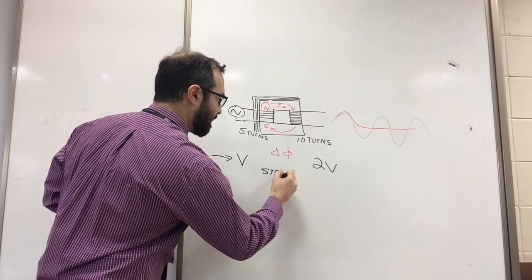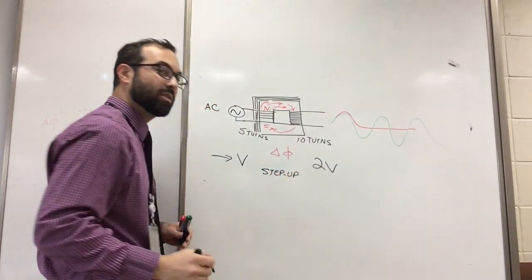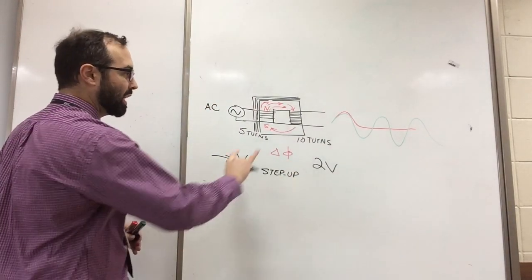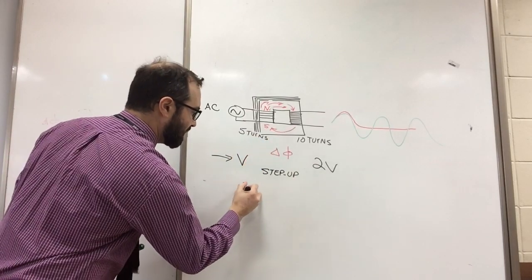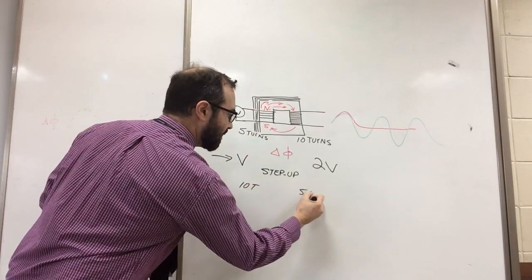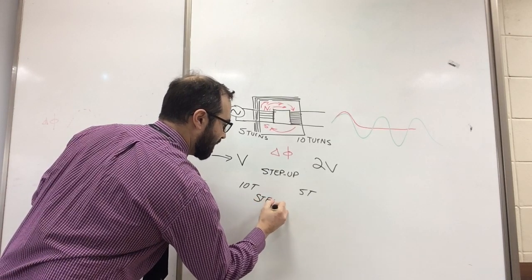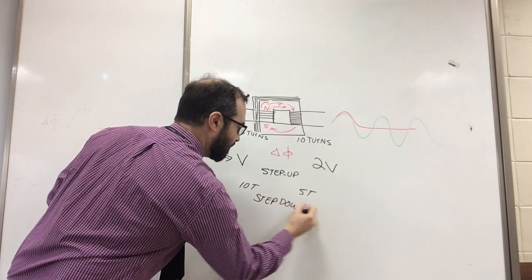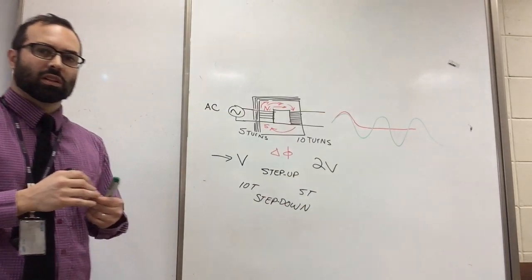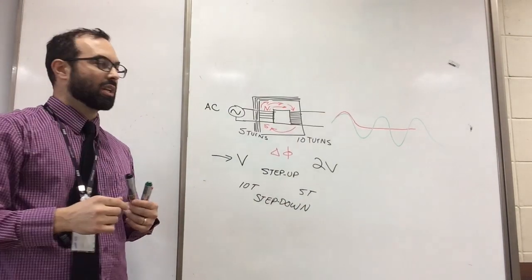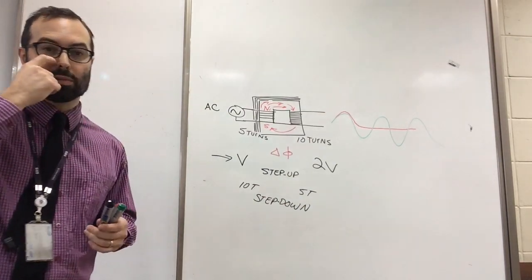Can you lower it too? Absolutely. This is the step up transformer, and if you had it reversed, let's say you had 10 turns to 5 turns, that would be your step down transformer. And so you can have both ways. You can have the voltage step up or step down.